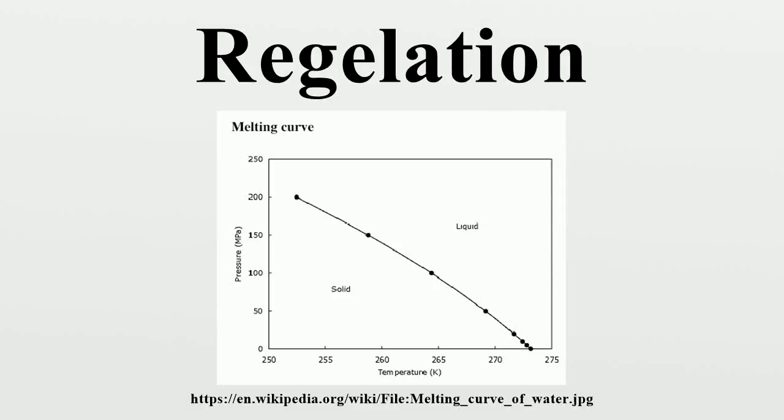Regelation is the phenomenon of melting under pressure and freezing again when the pressure is reduced. Many sources state that regelation can be demonstrated by looping a fine wire around a block of ice, with a heavy weight attached to it. The pressure exerted on the ice slowly melts it locally, permitting the wire to pass through the entire block.